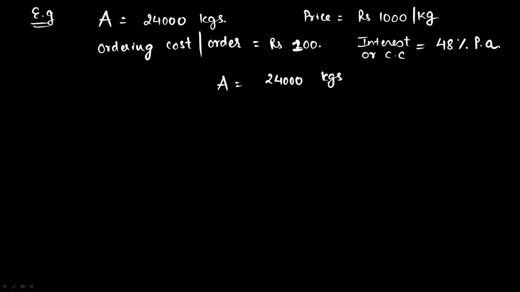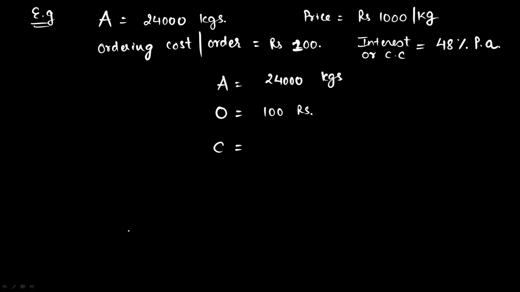24,000 kgs. You don't have to convert it into rupees. You can take the answer in units. I'll tell you why. What is O? Ordering cost per order. Can I write down directly 100 rupees? What is C? Please try to concentrate.